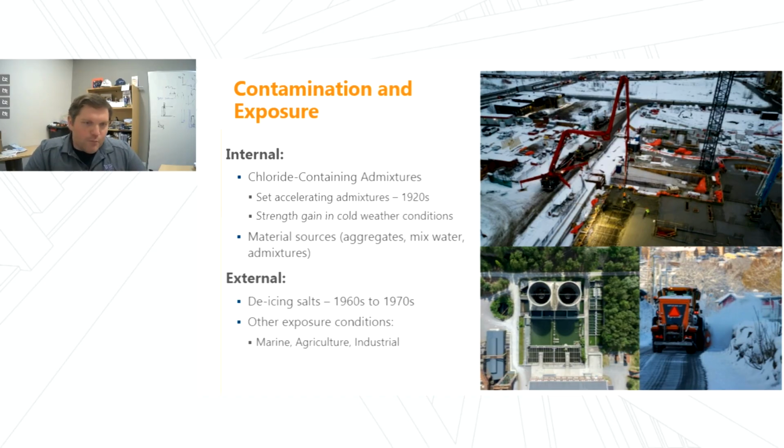And then from an external standpoint, I think the most common source of chlorides that we think about is de-icing salts. So starting in the 1960s, chlorides have been used to increase snow melt and help maintain safe driving conditions on our highways. But since then, the amount of chlorides used in de-icing practices has increased, leading to increased exposure and premature corrosion of our reinforced concrete highway infrastructure, as well as adjacent reinforced concrete structures.